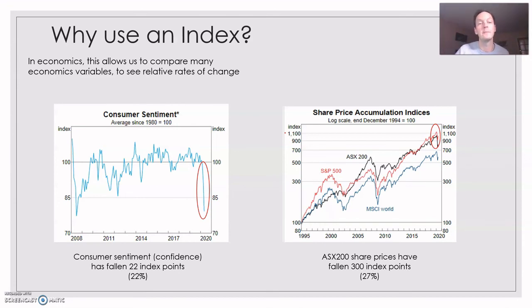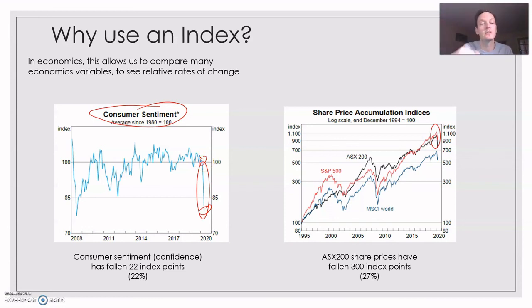But if you have a particular metric for the consumer sentiment at base level, you can see here at the top, average since 1980 equals 100. That's your base measure. Your base year was 1980. You can see this here, which looks around, I don't know, 78 points. It's 78 points below 100, so you could say it's dropped 22 index points since 1980, or as it happens to be, this particular time here, which also was 100.